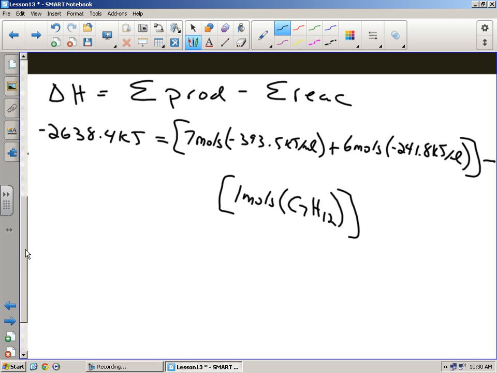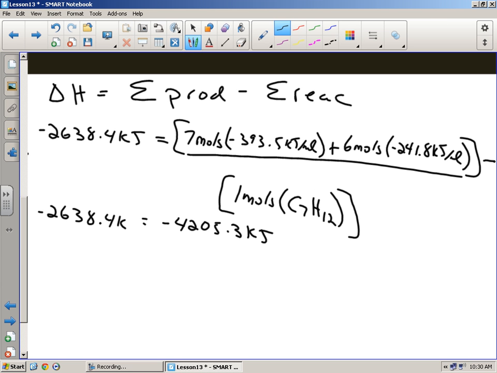So, okay, let's do this. Negative 2638.4 kilojoules. And what do I get on this side here? Well, let's see here. I remember it kind of works out to be 6 times negative 241.8 for water. I get a negative 4205.3 kilojoules for this part here, okay?